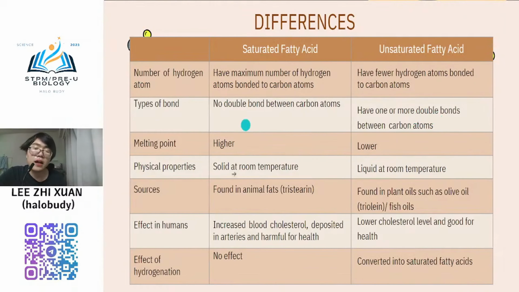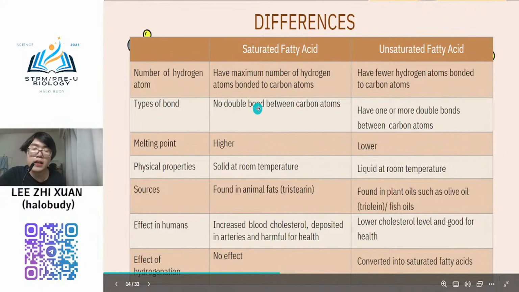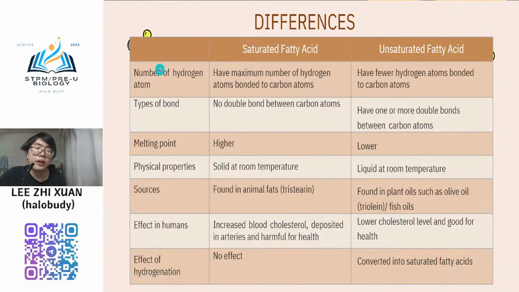Okay, so this is the general difference of fatty acids between saturated and unsaturated. The major difference is the type of bond: saturated has no double bond, only single bonds, but unsaturated contains at least one double bond. Due to this, saturated has a higher number of hydrogen atoms, the maximum number, but unsaturated has fewer hydrogen atoms because of the double bond. The melting point for saturated is high, and for unsaturated it is low. Another key difference, which I think everyone knows: saturated is solid form, and unsaturated is liquid form.